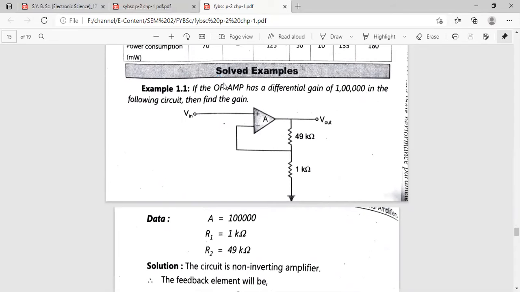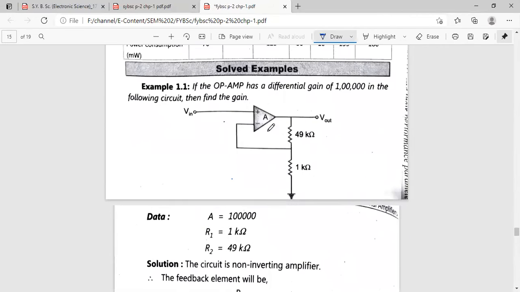The first example: if the op-amp has a differential gain of 1 lakh in the following circuit, then find the gain. What they have given is the differential gain, VD, and we have to find the gain. This is the diagram we have been given.